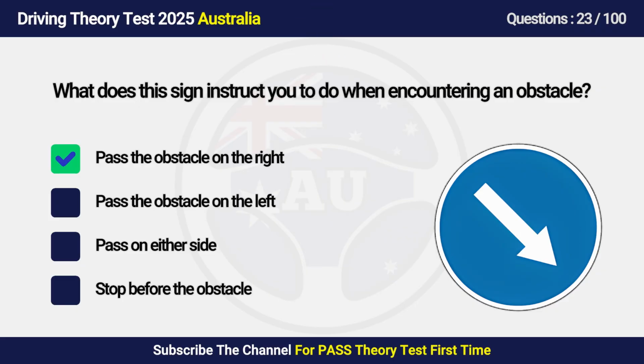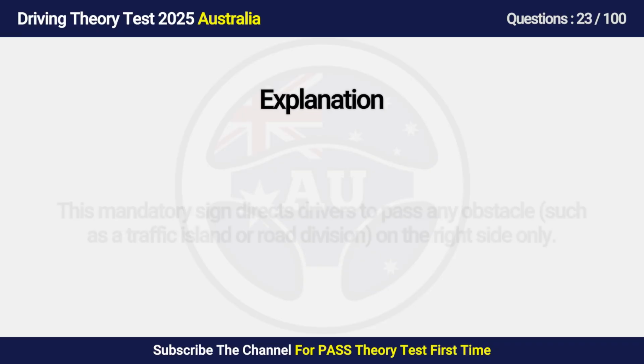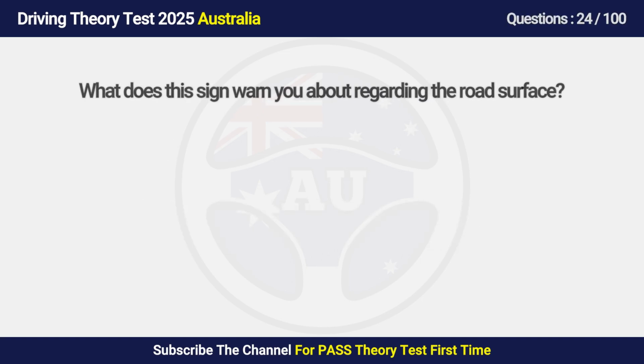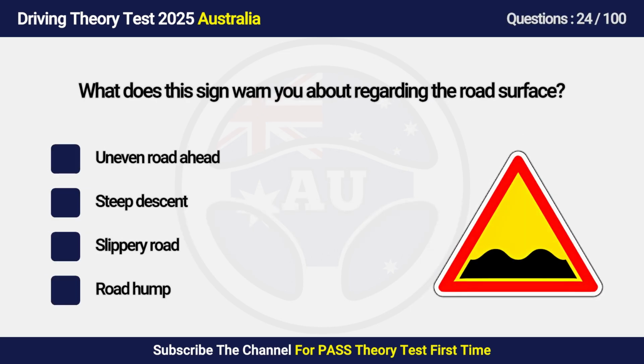Answer is A. Pass the obstacle on the right. This mandatory sign directs drivers to pass any obstacle such as a traffic island or road division on the right side only. Question 24. What does this sign warn you about regarding the road surface?